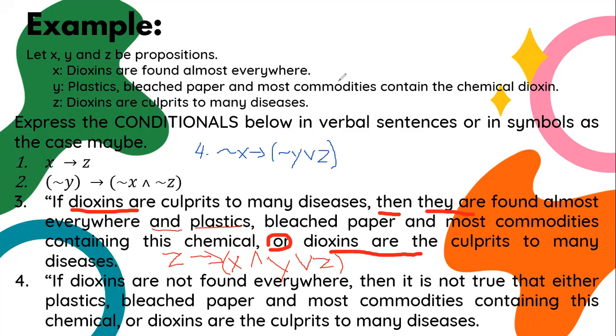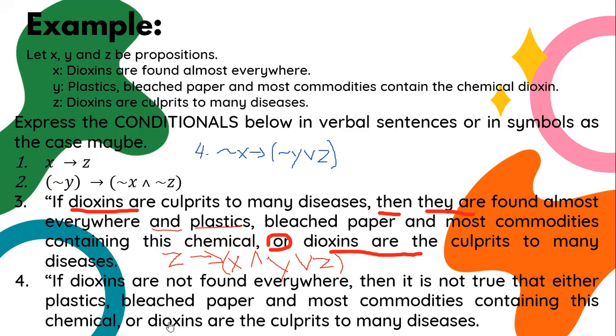Ma'am, question po about dun po sa number 4. Dun po sa second statement: then it is not true that either plastic, bleach, paper, and most commodities containing this chemical or contain this chemical or dioxins are the culprit to many diseases. Yun po bang pag-negate po nung not ay dun lang po sa unang proposition po or kasama na rin po dun sa pangalawang proposition po dun sa dioxins are the culprits to many diseases? Nasaan yun? Dito yan, anak. Yes po, dito ma'am. Sa una lang, kay Y lang talaga.